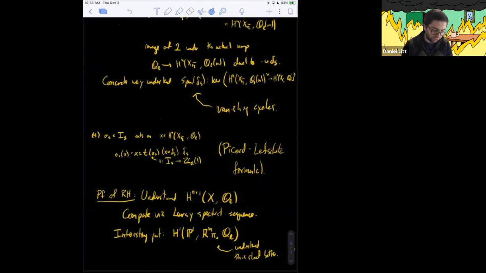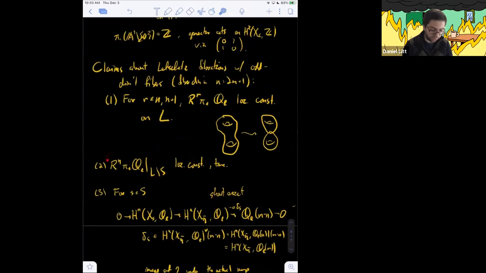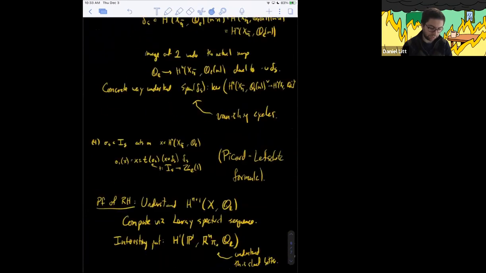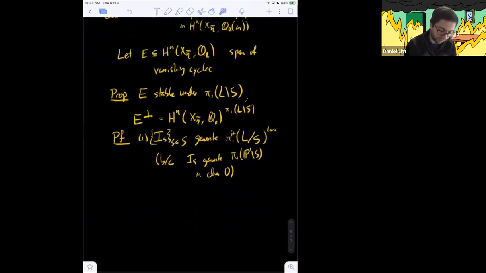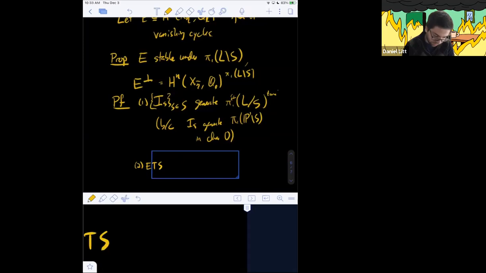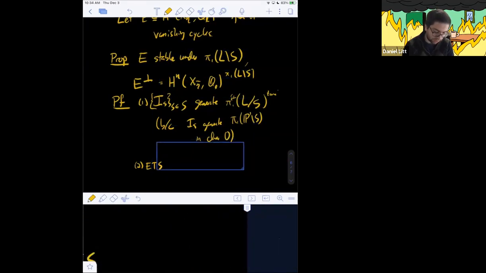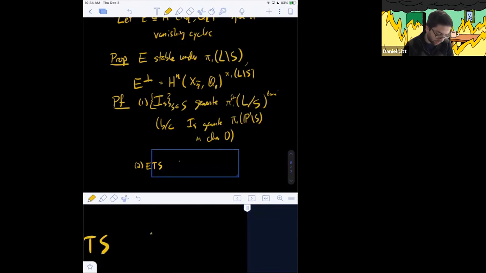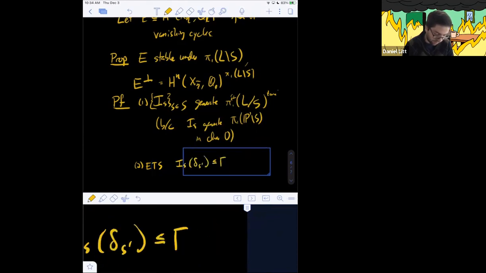So here we're actually using this part 2 here, where I said these representations are tame, meaning the inertia action factors through the tame inertia. There's a little bit of subtlety here, but this is actually a step which really requires lifting to characteristic zero. So what this means, if you buy this step, is that to show that E is stable under pi1, it's enough to show that IS of delta S prime is contained in E.